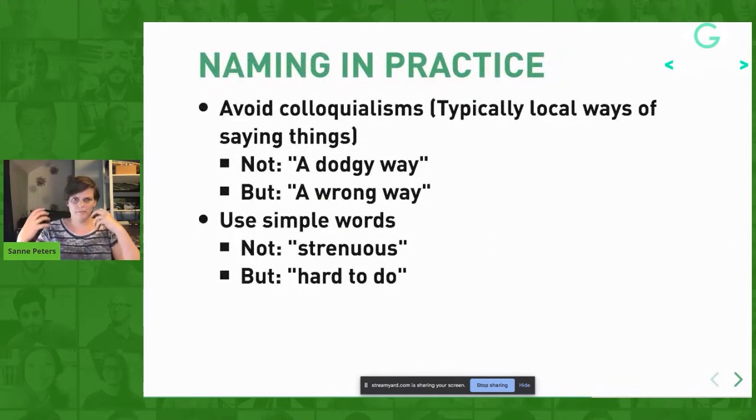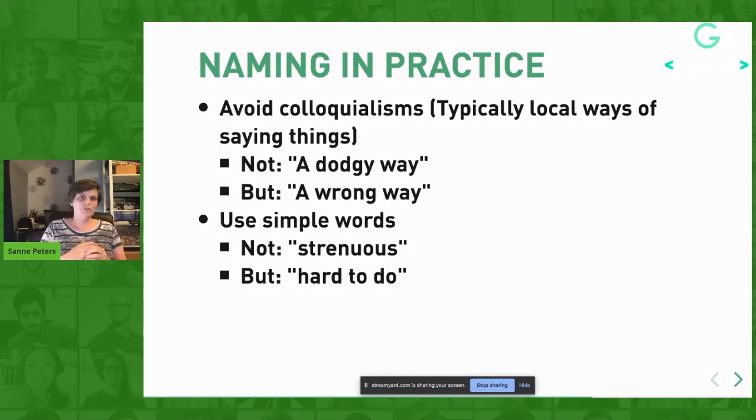So some practical things to keep in mind. And these are just guidelines in general. Avoid colloquialisms, which is a very fancy English word for saying typically local ways of saying things. So don't say a dodgy way, but say it like a wrong way. So stay away from those very specific terms that most non-native English speakers just don't know. Or even if they're native English speakers, if you're using a very British English word, an American might not know what you're talking about.